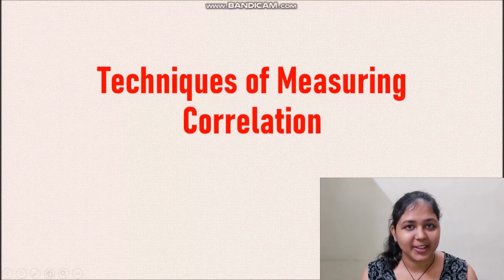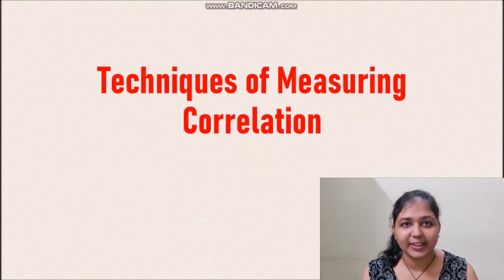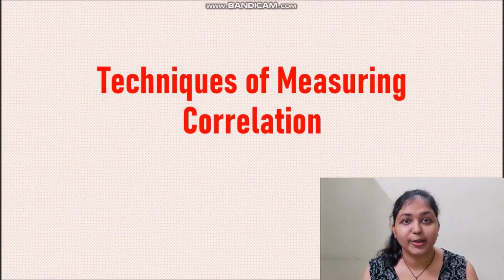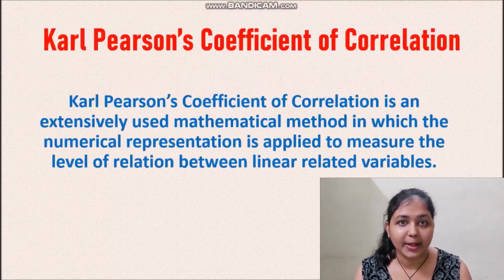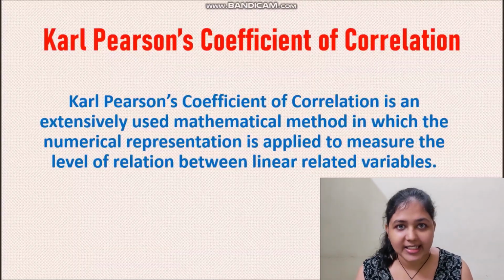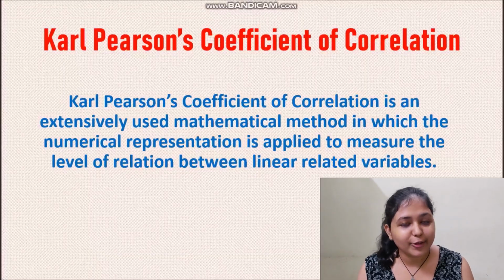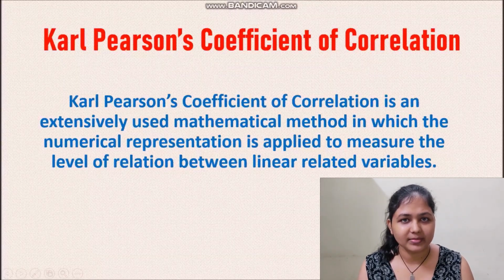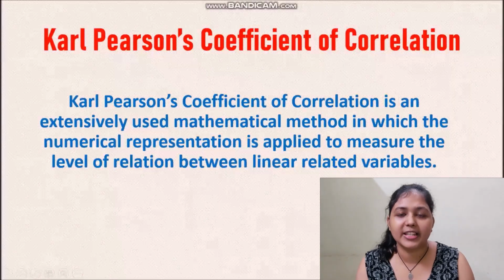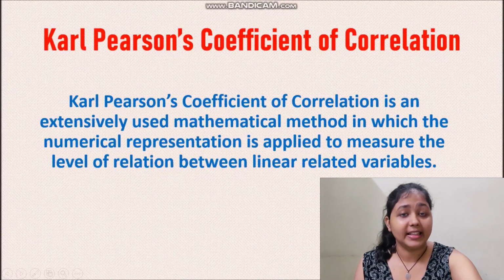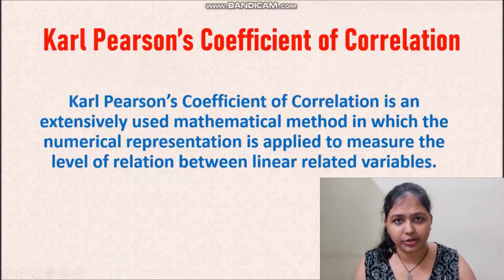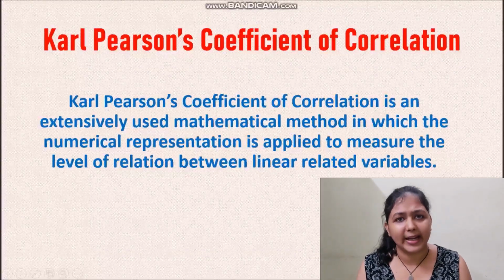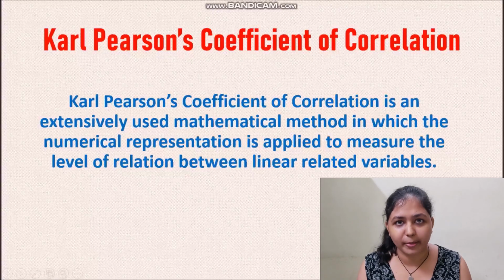So in the last video we saw a technique of finding correlation, and again we are going to look for another one in today's video. So the technique that we're going to look at today is Karl Pearson's coefficient of correlation. This formula was given by Karl Pearson, and he has given a quantitative method of calculating correlation. It is a method that is widely used across all the formats.